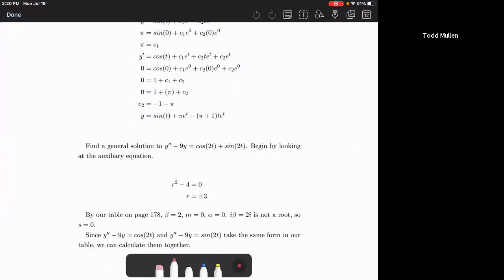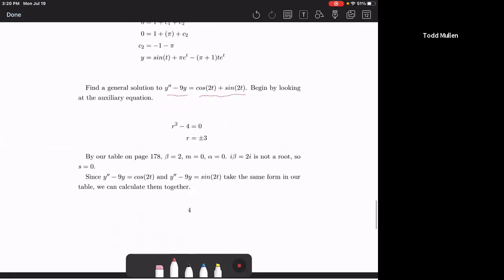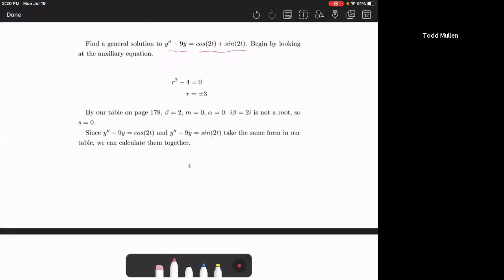For our next example, we're going to find a general solution to y double prime minus 9y is equal to cos of 2t plus sine of 2t. As always, we're going to begin by looking at the auxiliary equation. So that's r squared minus 4. Well, there's a typo right there. It's r squared minus 9.